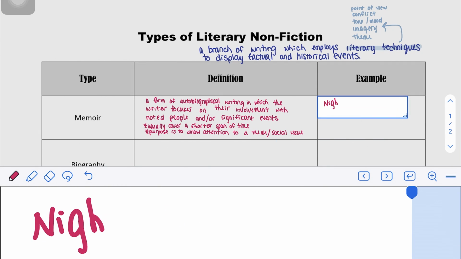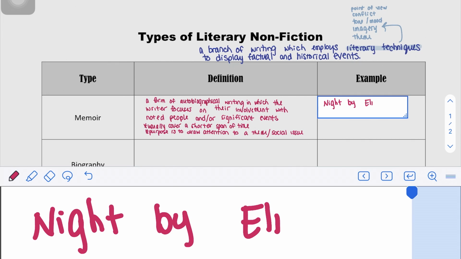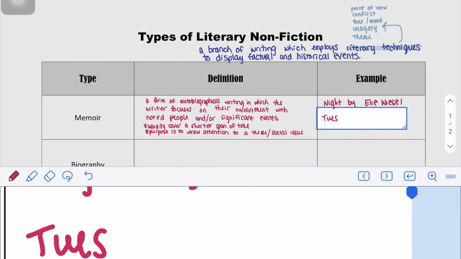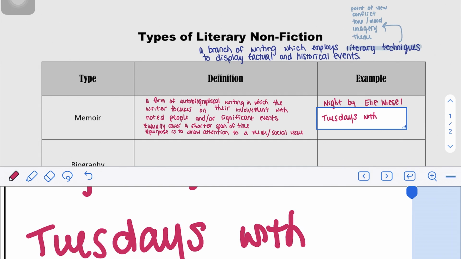Some examples of a memoir are Night by Elie Wiesel and Tuesdays with Morrie by Mitch Albom. And we will be reading Night by Elie Wiesel.